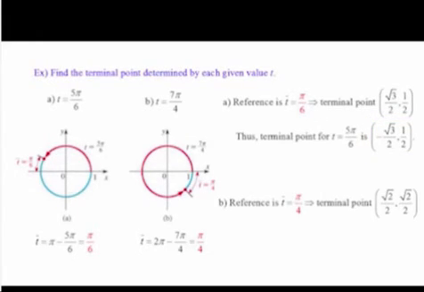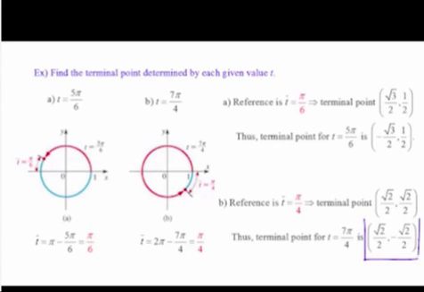For part B, we had a reference number t bar equal to pi over 4. This determines a terminal point of square root of 2 over 2, square root of 2 over 2. Since the terminal point determined by t equals 7 pi over 4 is in quadrant 4, its x-coordinate is positive, and its y-coordinate is negative. Thus, the desired terminal point is square root of 2 over 2, negative square root of 2 over 2.